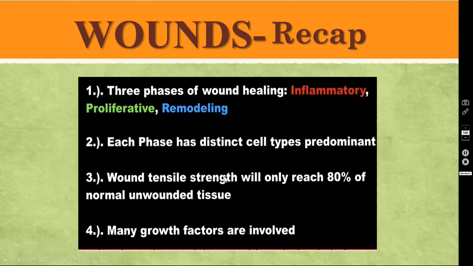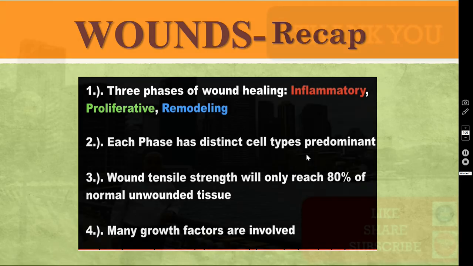The wound tensile strength will only reach 80% of the normal unwounded tissue. Many growth factors are involved in this wound healing.